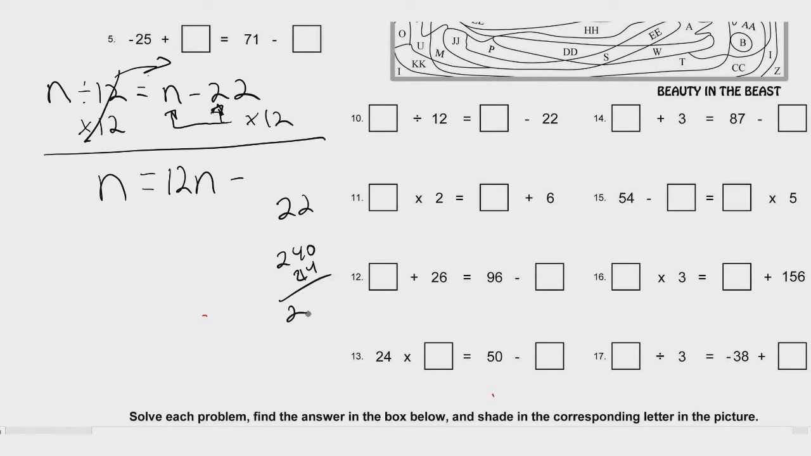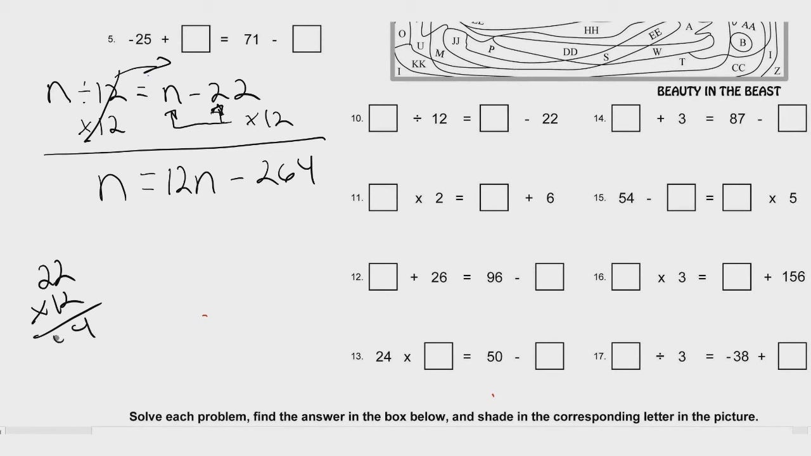24, which is 264. And some of you might be thinking, how did you do that? Well, I use my distributive property knowledge to figure it out. But if you don't see it, let's just do it really quick over here. We end up with 2 times 2 is 4, 2 times 2 is 4. We end up with a 0 for a placeholder. 1 times 2 is 2, and 1 times 2 is 2. We end up with 264.